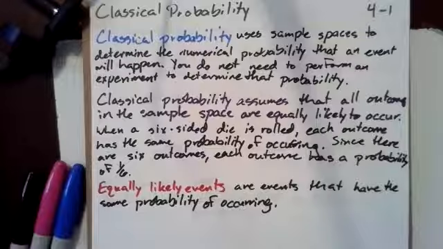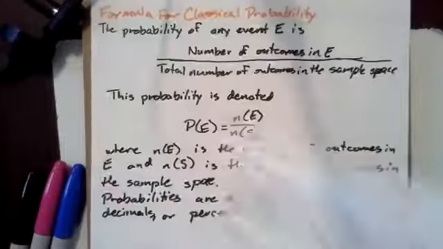When a six-sided die is rolled, each outcome has the same probability of occurring. Since there are six outcomes, each outcome has a probability of 1/6. Equally likely events are events that have the same probability of occurring.